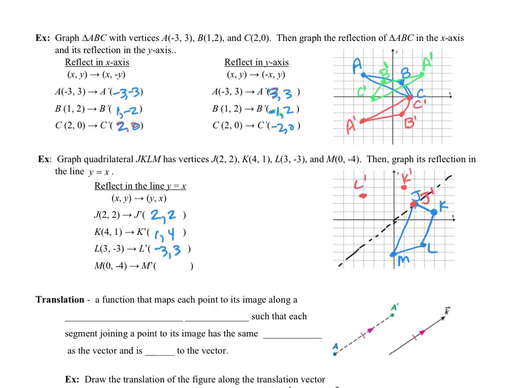And then finally, last but not least, 0, negative 4 becomes negative 4, 0. Negative 4, 0. So let's plot that point. That would be 4 units to the left of the origin. And the name of that point is M prime. So now, when we sketch our trapezoid, J prime, K prime, L prime, M prime, you can see the reflection in the line y equals x. All right, so that will do it for reflections.